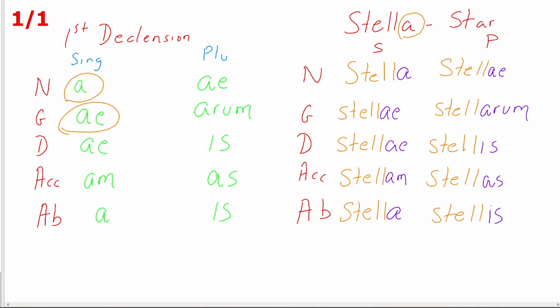Now there are a few small tricks that you can use to remember this. For example, we see that the nominative singular and the ablative singular endings are always the same. Similarly, genitive singular, dative singular, and nominative plural will have the same endings. And then you have the dative and the ablative plural, which also have the same endings.